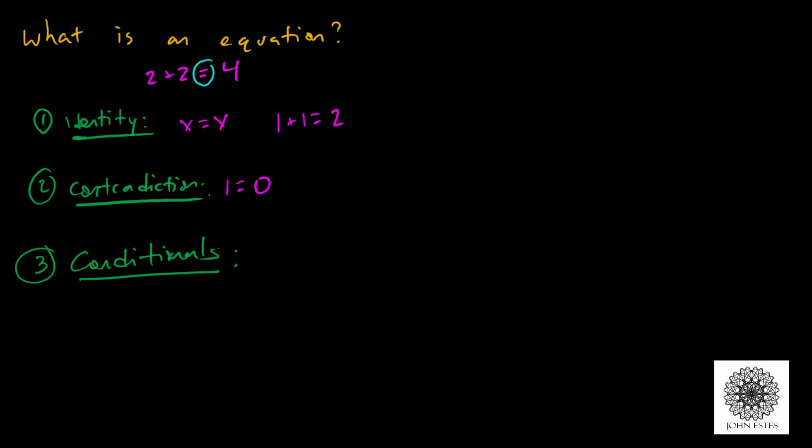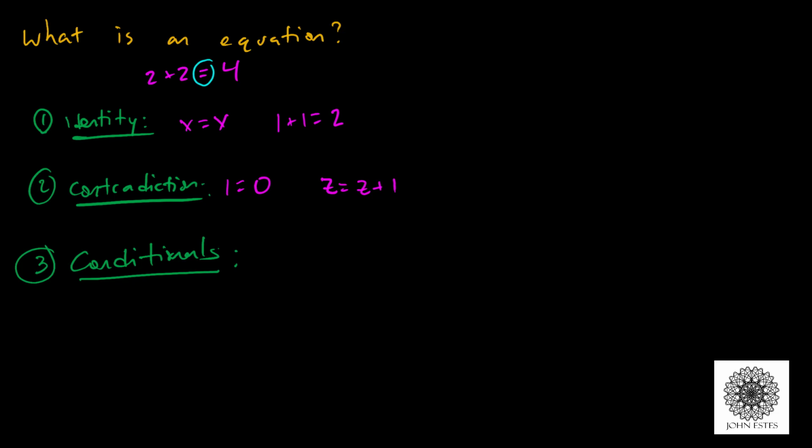Sometimes you can create contradictions with variables as well. So for example, if I said z is equal to z plus 1, that's never true. A number can never be equal to the next number. And so an equation like that is called a contradiction. It's false under all terms.